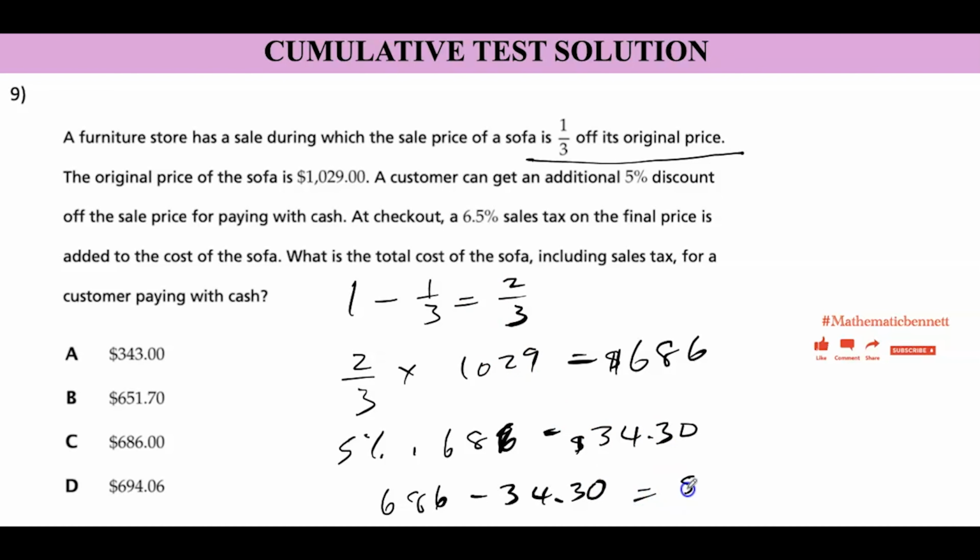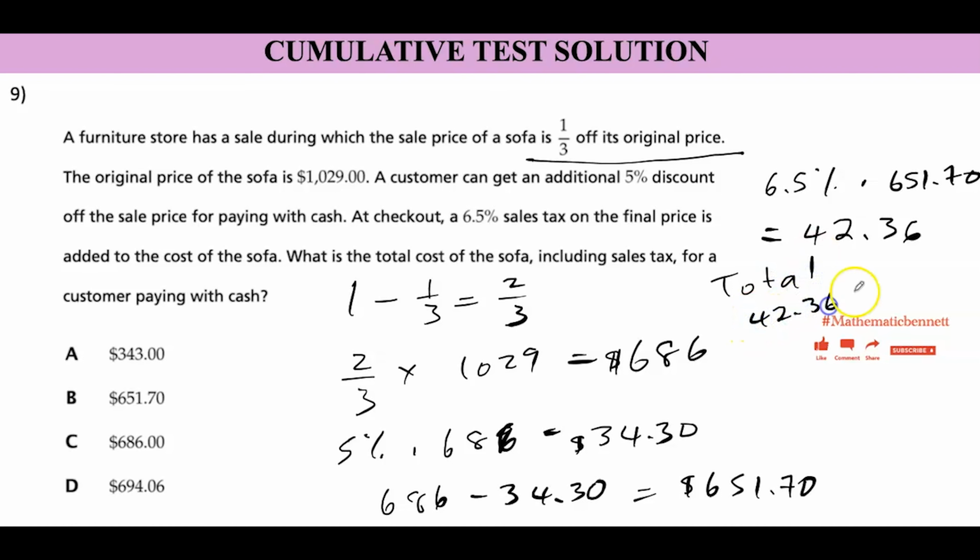So we have to subtract that $34.30 from our $686, which gives me $651.70. Alright, from there we see that there's a tax on that, so we have to find how much the tax is. So it's 6.5% of that $651.70, which is equal to $42.36. So that would be the tax. So the total cost would be the $42.36 plus that $651.70. So my total would be $694.06. So as you can see, the answer is D.